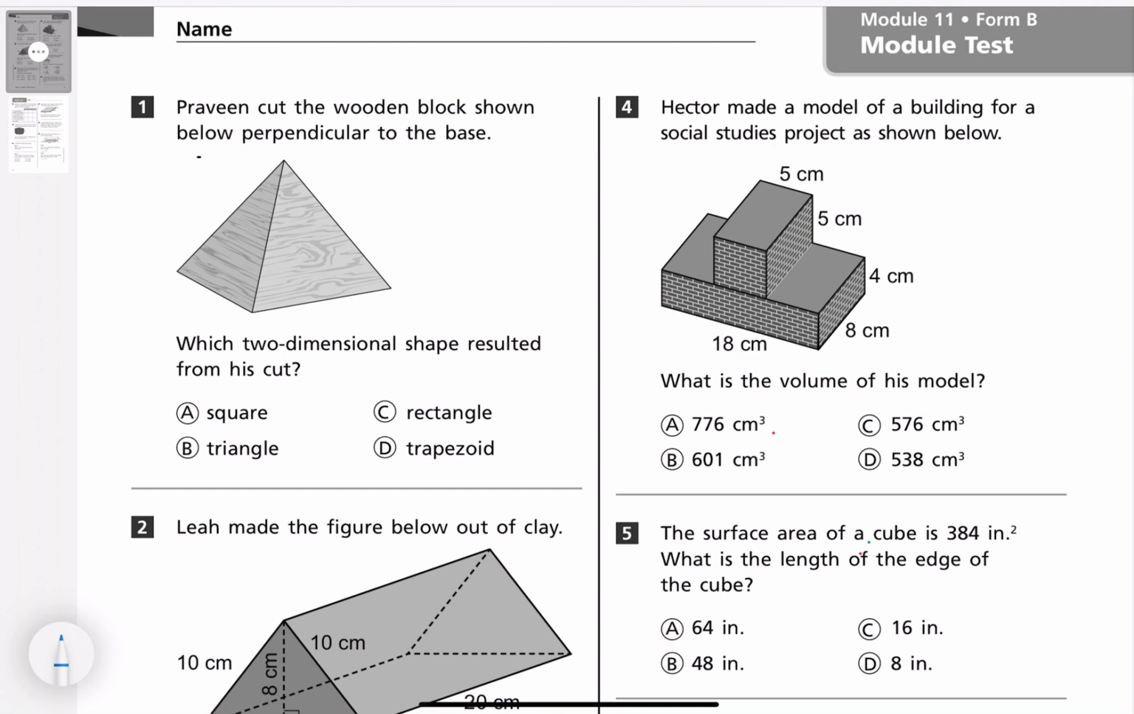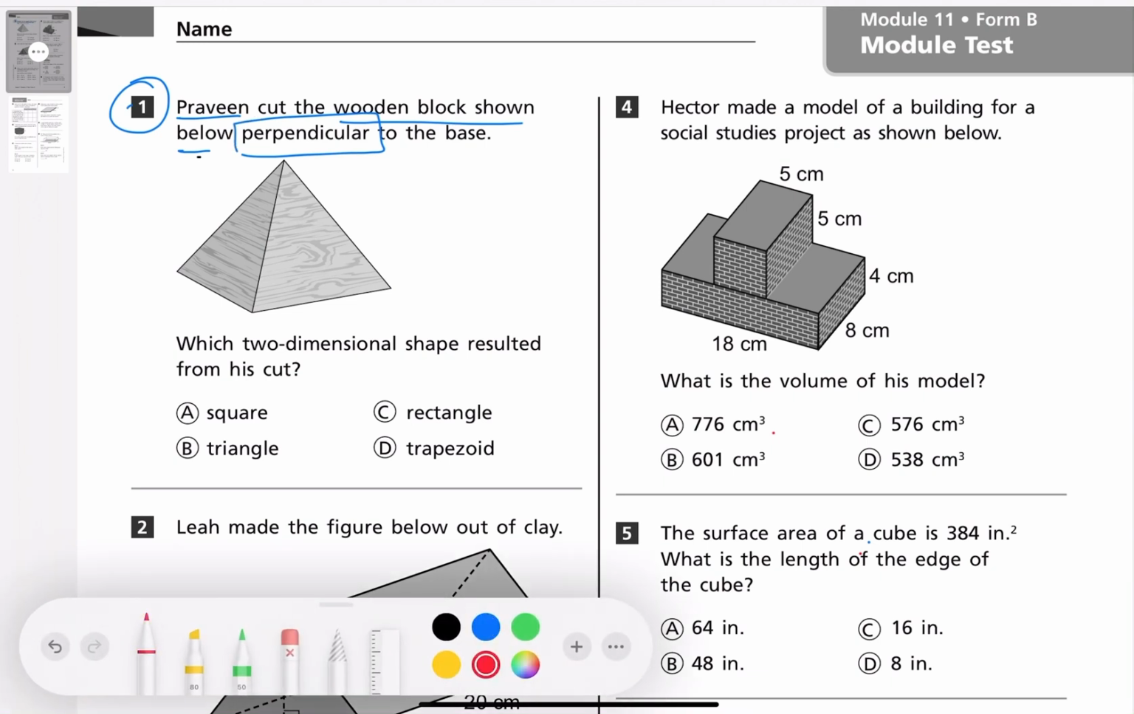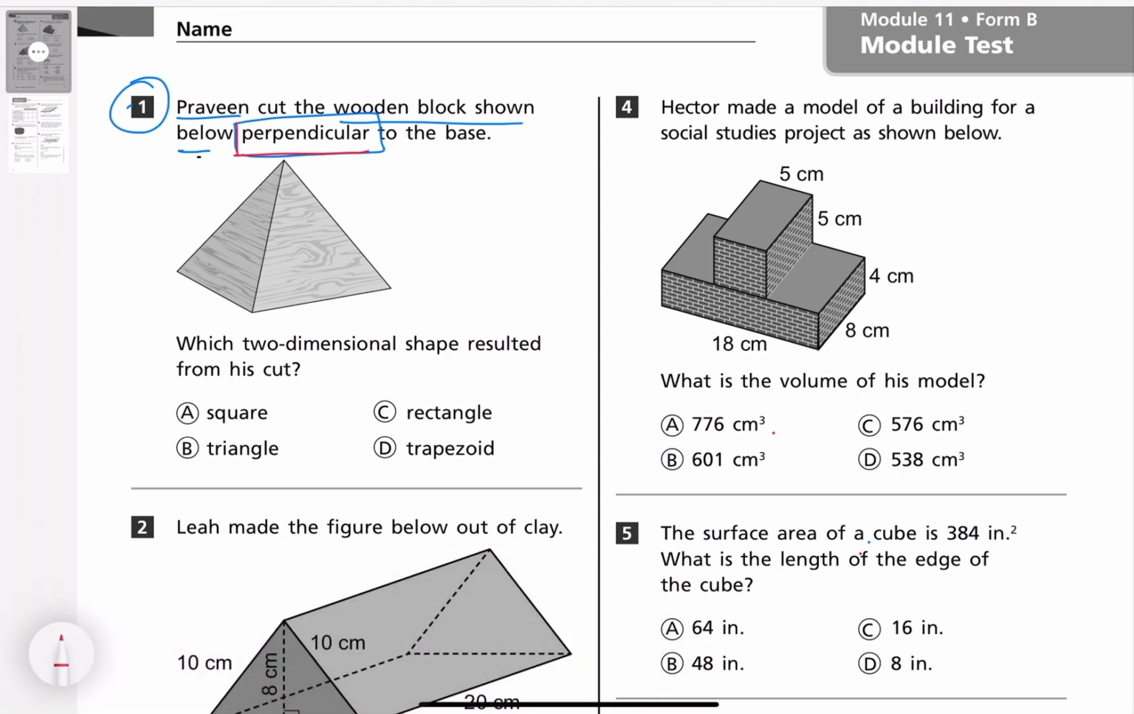Let us solve these questions, which will help you make your preparation easy for the upcoming final examination. Now, the first question that you see here: Praveen cut the wooden block shown below perpendicular to the base. The key word here and the most important word that you need to know is perpendicular. What do you mean by perpendicular? You need to cut the shape in a vertical manner.